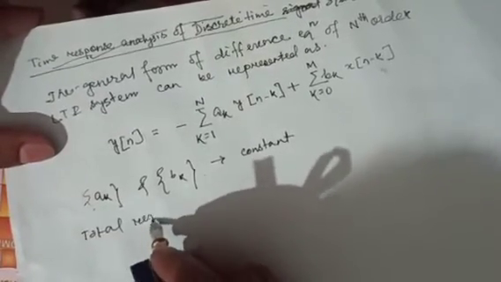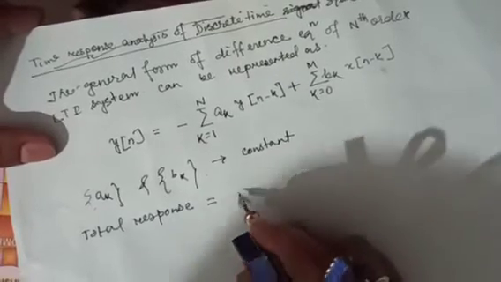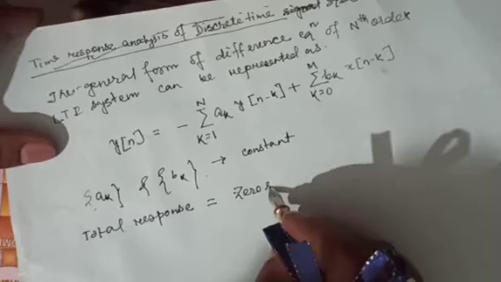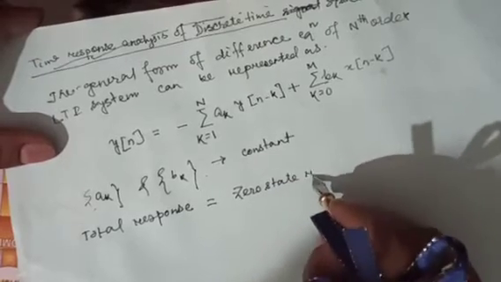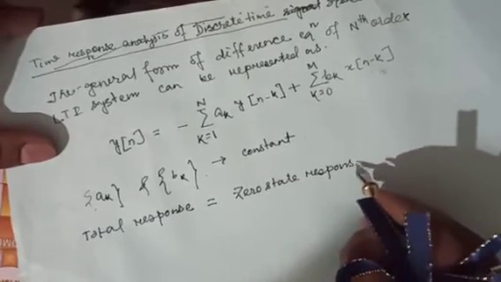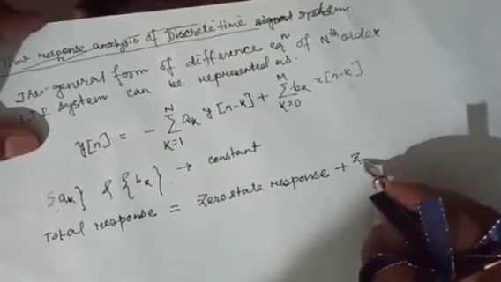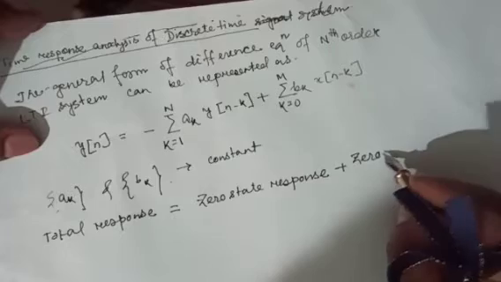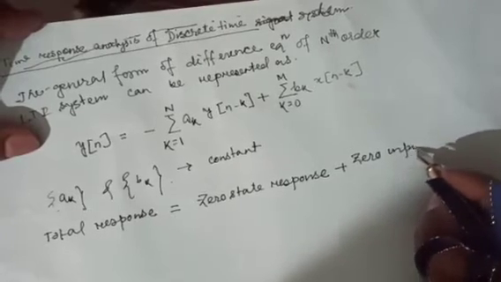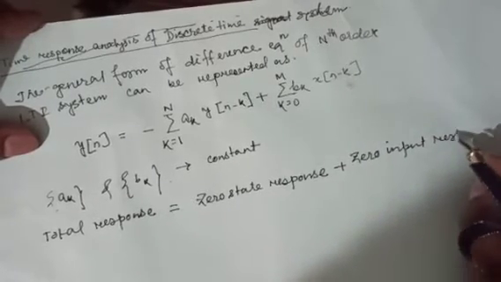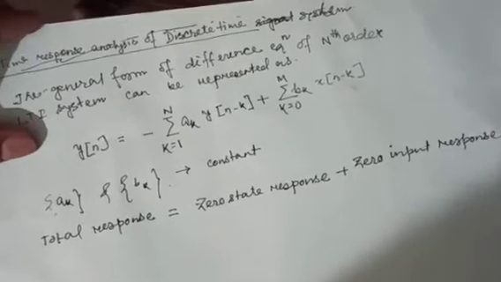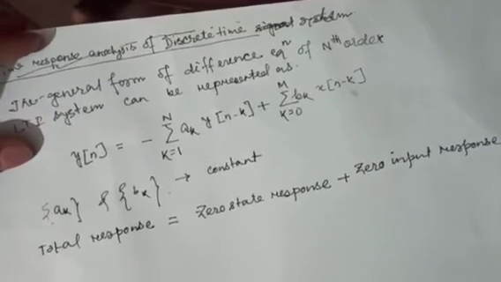So the total response will be equal to zero state response plus zero input response. I'll tell you what this is too. Zero input response, okay, zero state response and zero input response.